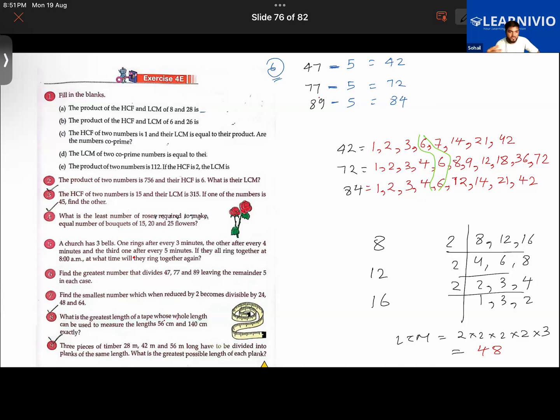So you are going to find the LCM of 24, 48 and 64 first of all, and then we will simply add 2 to that number. We add 2 to the number because the question is saying that when 2 is reduced from that number, it becomes divisible by all these three numbers. So first of all, let us find the LCM of 24, 48 and 64. Okay.